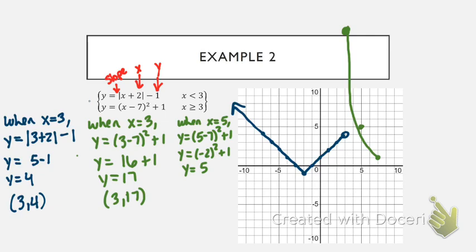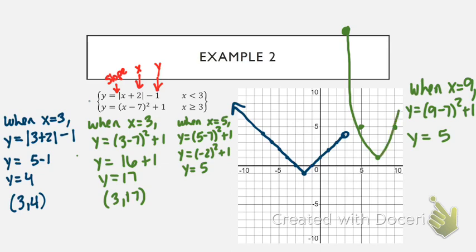And then if I plug in, I don't know, let's say 9. I'm plugging in 9 because 9 is to the right of the vertex. So when x equals 9, we also get 5. And if we remember how a quadratic works, if there's a point 2 to the left at 5, there's also a point 2 to the right of the vertex at 5. So my quadratic is not beautiful here because the point (3, 17) is off the graph, and I apologize for that.